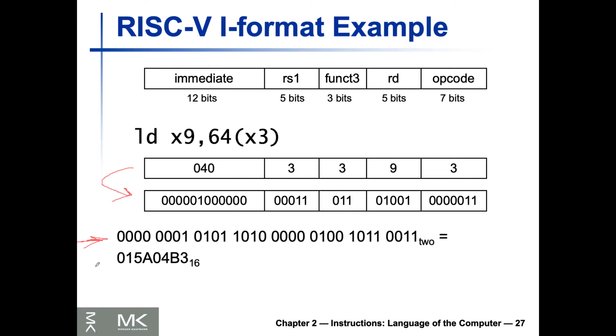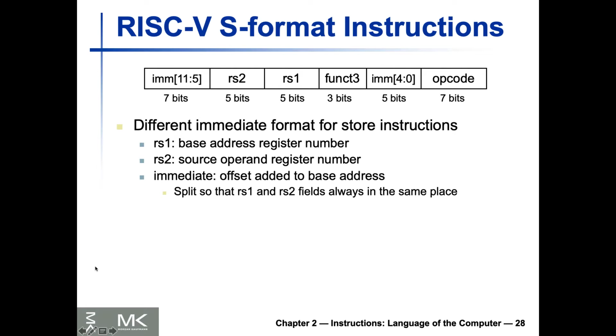All right, let's have a look at the third one, which is the S format instructions. Again, we have 6 different classes or categories here. Because in the S format we're going to use RS1 and RS2 together, we wanted to make sure these two are together. So we had to cut the immediate into 2 halves, not even halves. The first 5 bits are in the penultimate field, and then bits 5 to 11 are in the first one. That's why we present it this way. The RS1 is the base address register number. The RS2 is the source operand register number. And the immediate is the offset added to the base address.